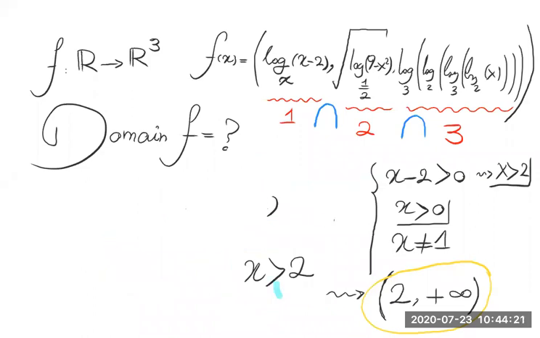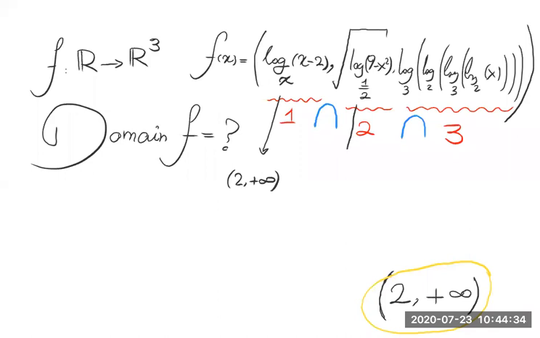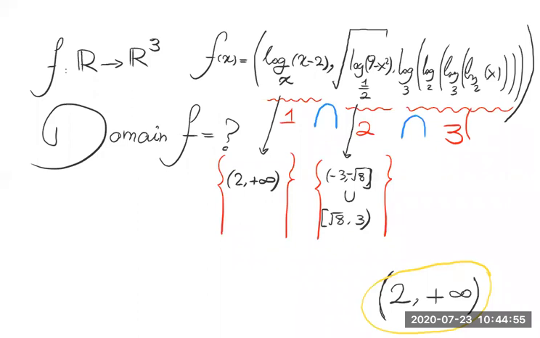Up to this point, we computed the domains of the first and second functions. The first one told us x should be from 2 to plus infinity. The second part tells us x should be from -3 to minus the square root of 8, or from square root of 8 to 3. That's the result for the second part. Now we should look for the domain of the third function, the last part.